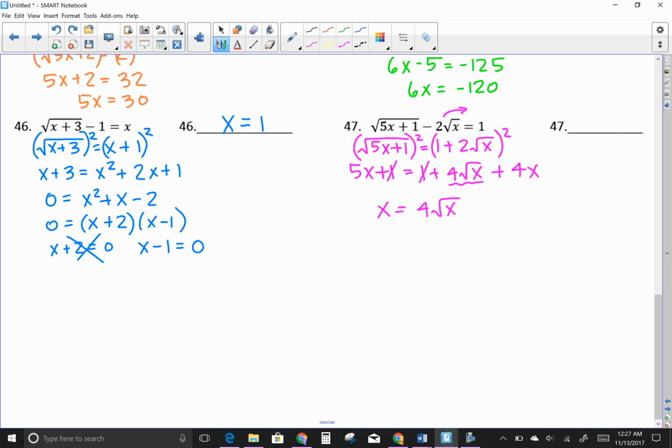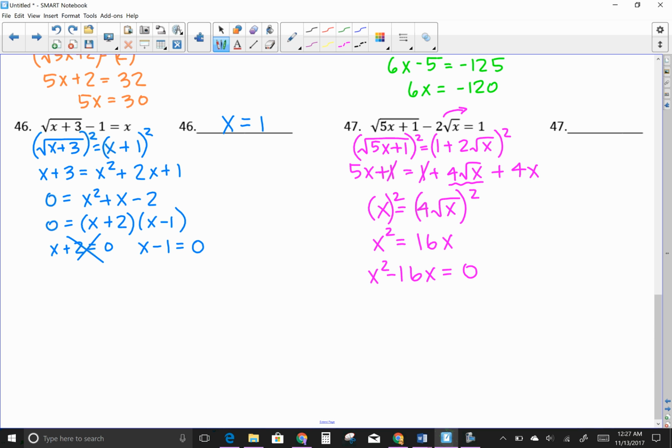Now, I'm not going to divide by 4 because it's going to leave me a fraction, but I am going to square to get rid of the radical again. And that gives me x squared equals 16x. You got to square the 4 and square the radical. Quadratic, bring it to one side. So x squared minus 16x equals 0.